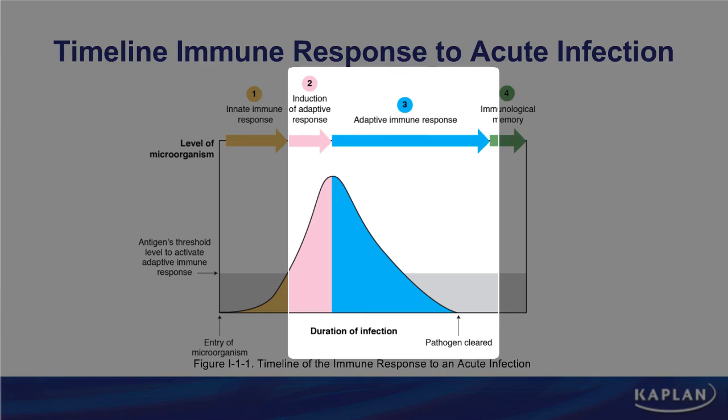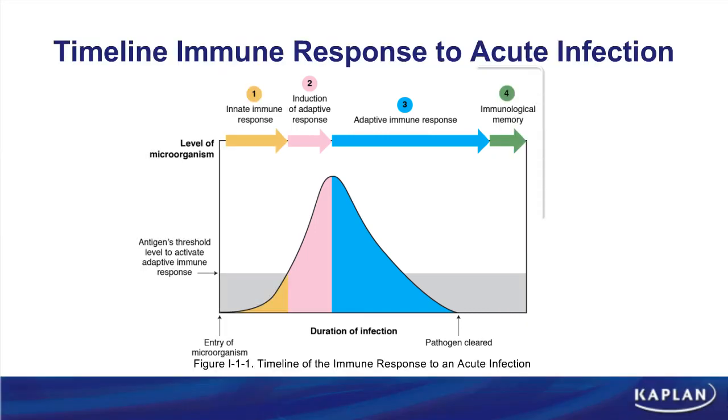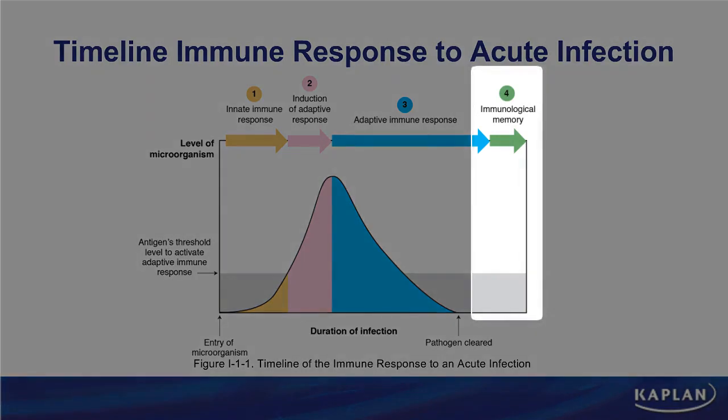So after the infection is cleared, you have to consider that all the cells that were generated in the primary immune response are going to have to either undergo apoptosis, or the ones that survive will be our memory cells. And those memory cells are going to go on to respond to a secondary or a subsequent infection with the same pathogen.